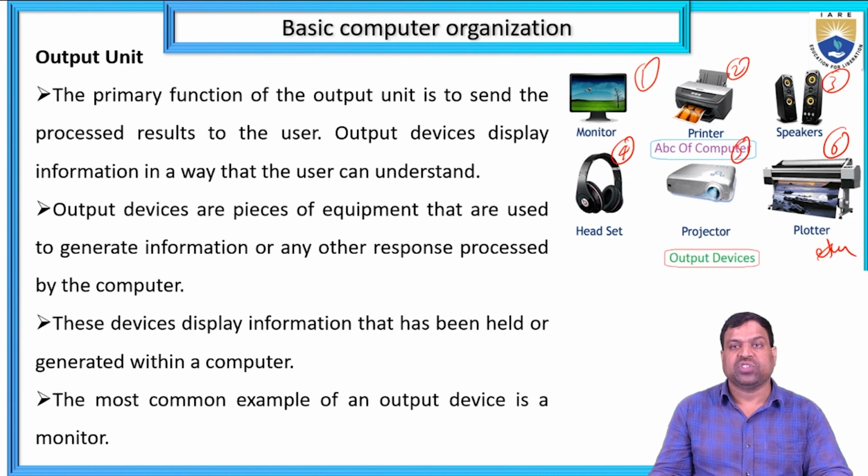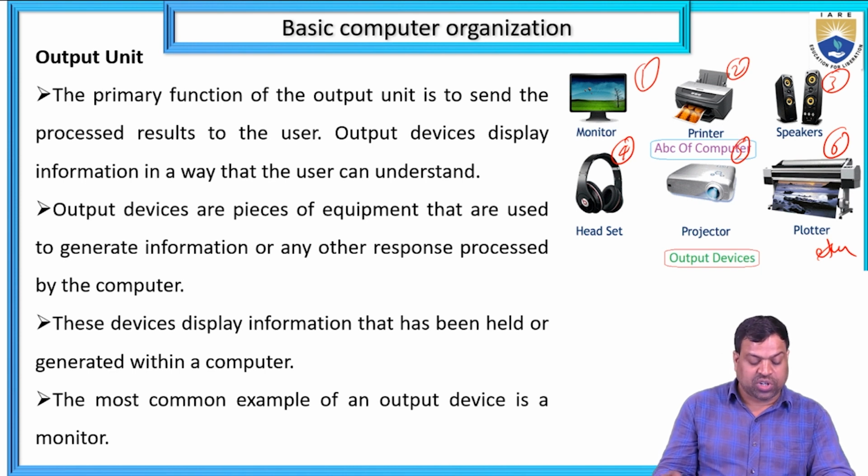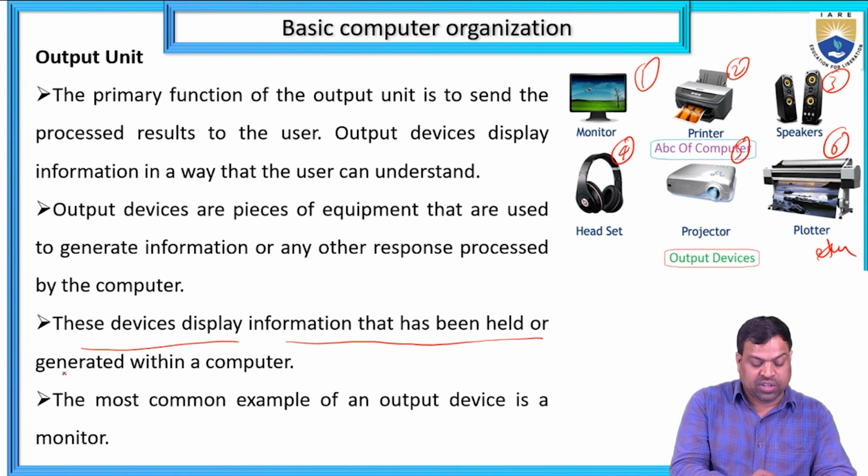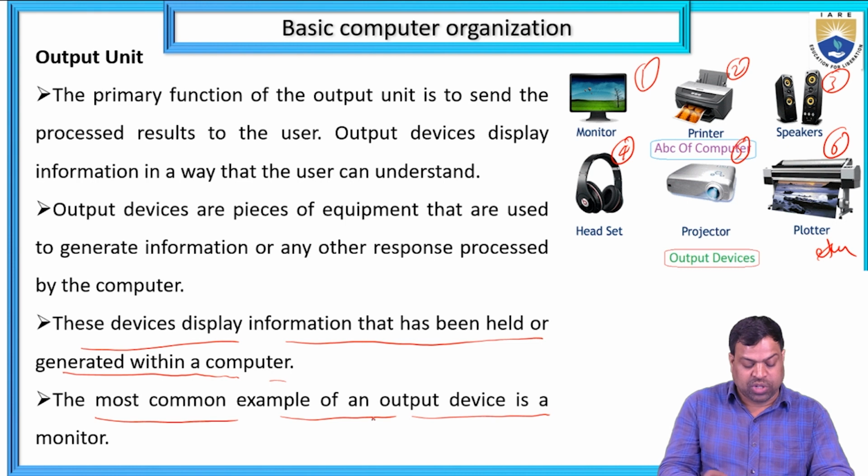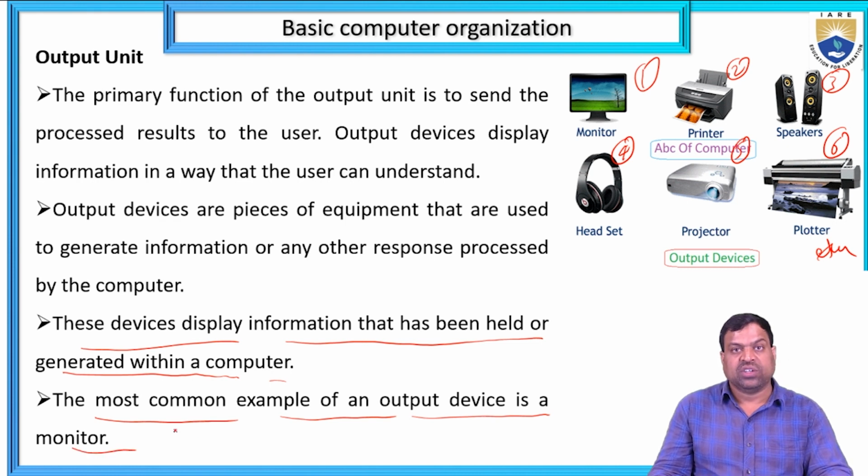Output devices are pieces of equipment that are used to generate information or any other response processed by the computer. These devices display information that has been held or generated within a computer. The most common example of an output device is a monitor. Output units are also peripheral devices which are connected to the CPU. So these are the results of the outputs, and the displayed information can be understood by the users.